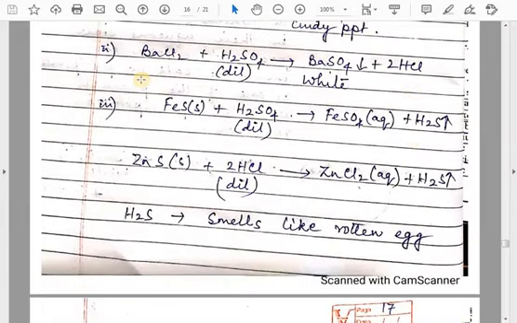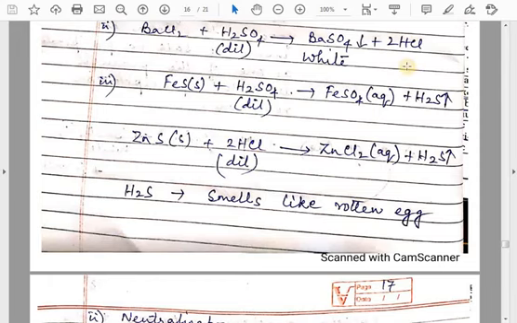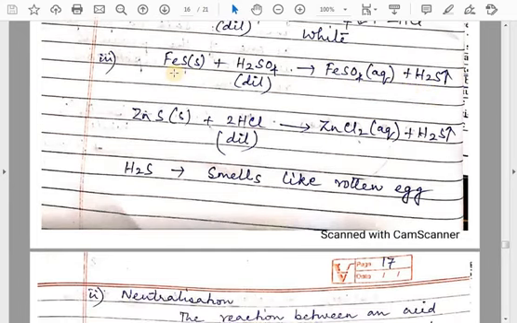Next, barium chloride, when it reacts with dilute sulfuric acid, you will get a white precipitate of barium sulfate and hydrogen chloride. Now, there may be certain cases when double decomposition reactions may also occur with evolution of gases. Some examples are given, like iron sulfide, zinc sulfide. If they react with certain dilute acids, they will give hydrogen sulfide. This characteristically smells like rotten egg.